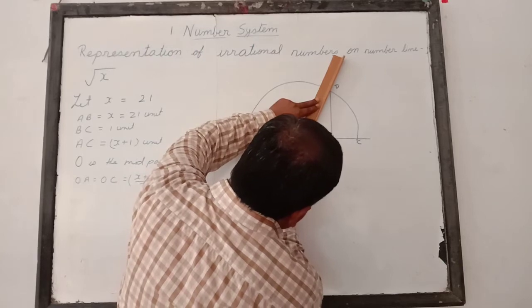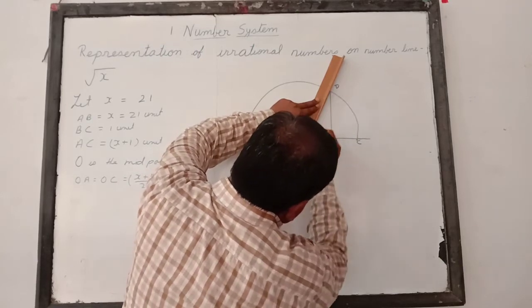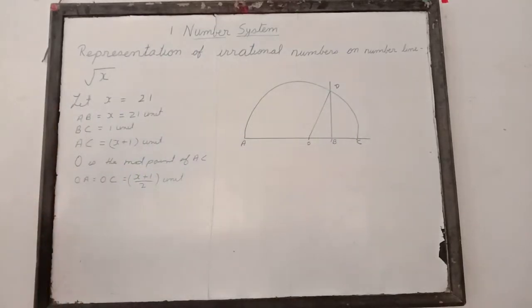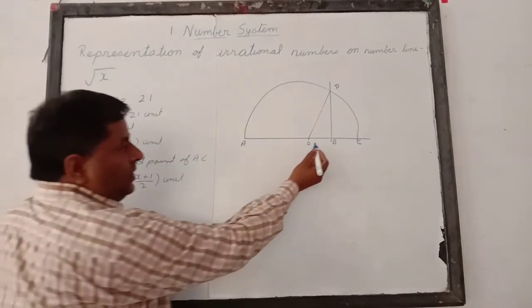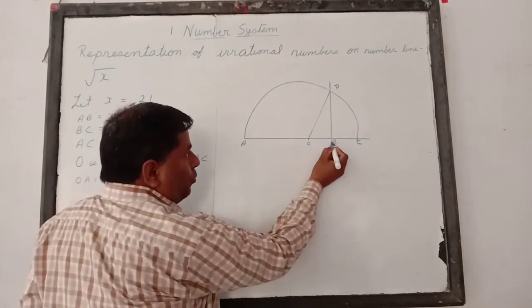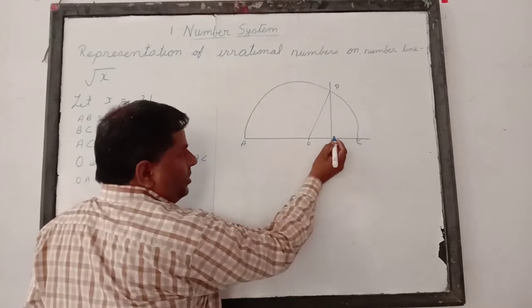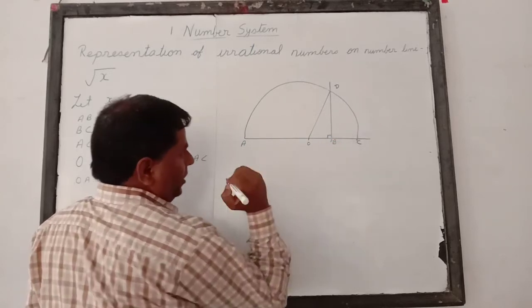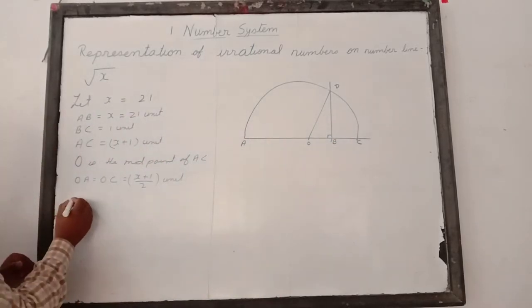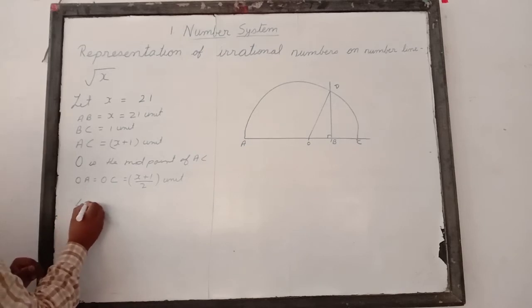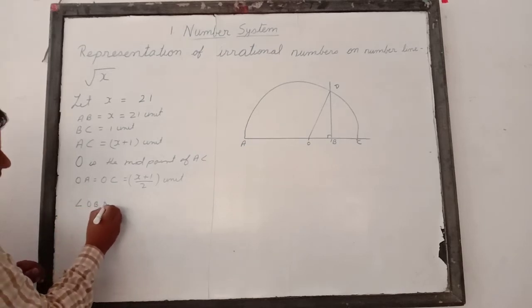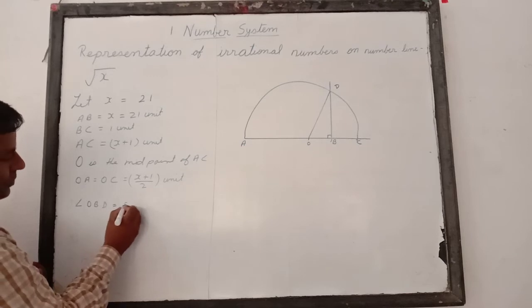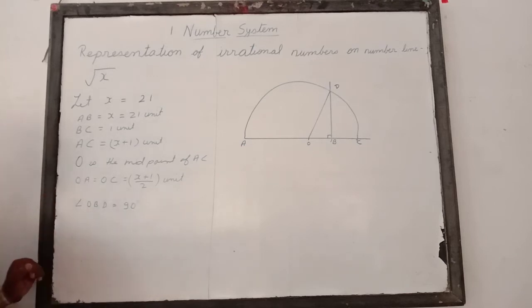So just join the points O and D. Now you can see here that since BD is straight on AC, this is perpendicular. So that means angle OBD is equal to 90 degrees.